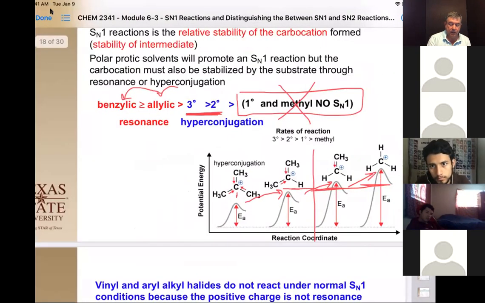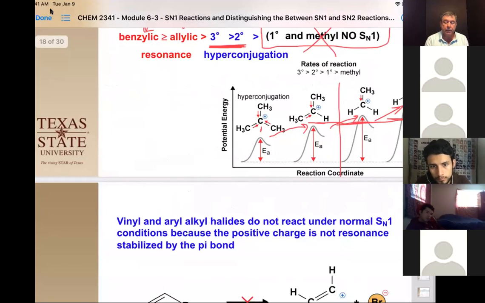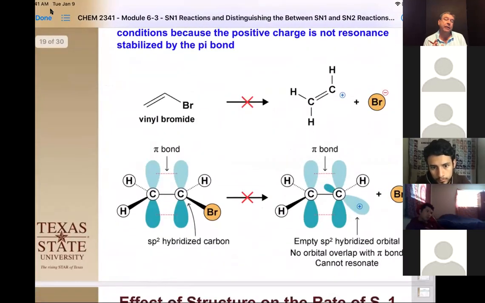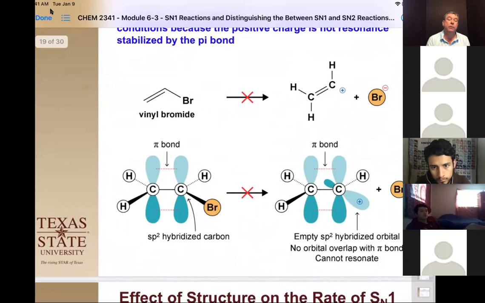Okay. So, but there are some limitations. You might think that, oh, well, the vinyl group might work really well, or just substitution on a benzene will work well. But that's not true. It has to be allylic. We have to have that extra thing for conjugation.